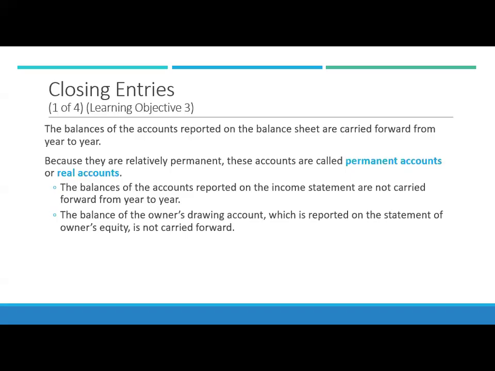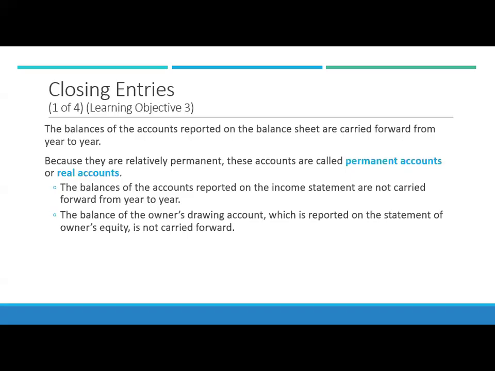And so the income statement accounts track the activity. And at the beginning of the year, or at the end of the year, the activity has to be reset to zero. That's what these closing entries do, because those balances on the income statement accounts are not carried forward from year to year. But the balance sheet accounts are carried forward from year to year.